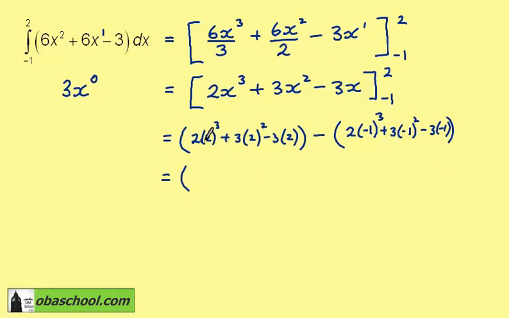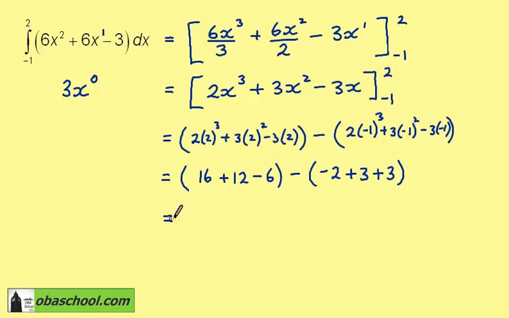If we evaluate this first bracket, 2 8s are 16, 3 4s are 12, take away 6. For the second bracket, this would be -1, so times 2 gives -2, add 3, and then add 3 again.